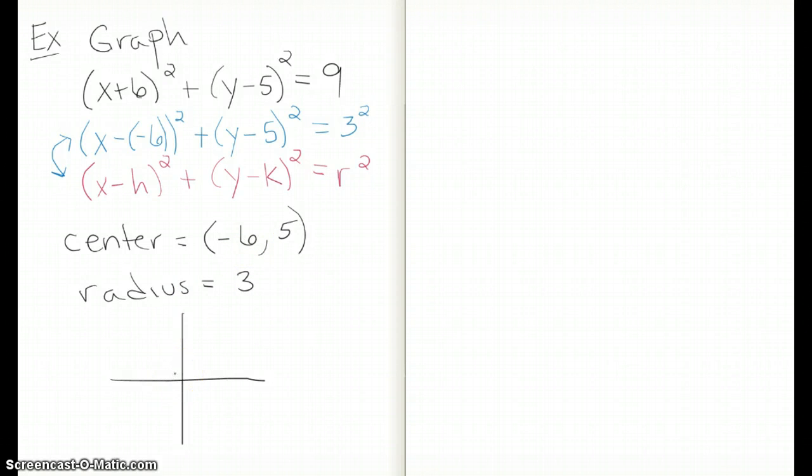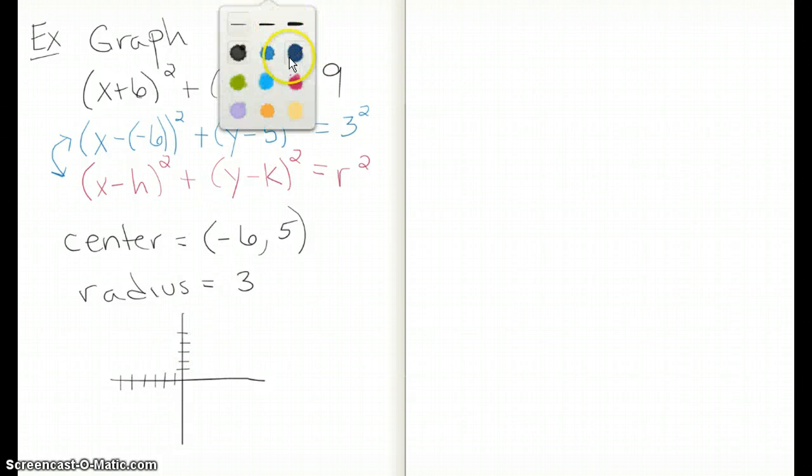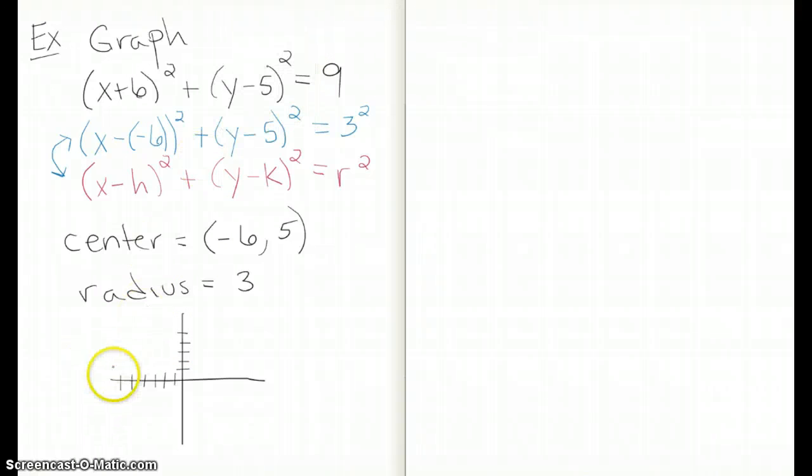So let's see, 1, 2, 3, 4, 5, 6. 1, 2, 3, 4, 5. Good. Okay, and I'll pick, how about red? So negative 6, 5. Put a dark dot right there. Now that's the center, right? If you want to, you can label that with a little C so you remember that that's the center.